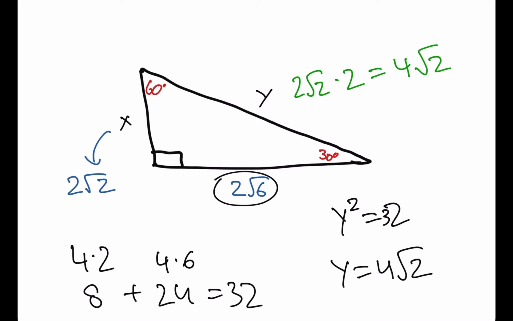This shows the 30-60-90 triangle and its relationships with its angles and its sides.